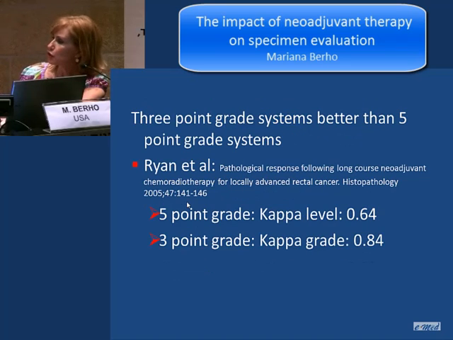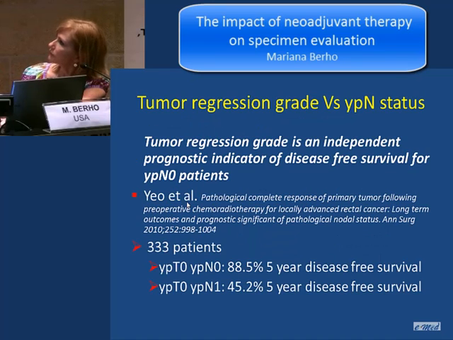Obviously, those tumor regression grade systems that have 3-point grades, so minimal or no response, moderate response, and complete response, are always going to be better in terms of inter- and intra-observer variability than the ones that have 5-point grades. That makes sense. Now, we were talking about what's more important, tumor regression or the end stage. And we don't know exactly yet.